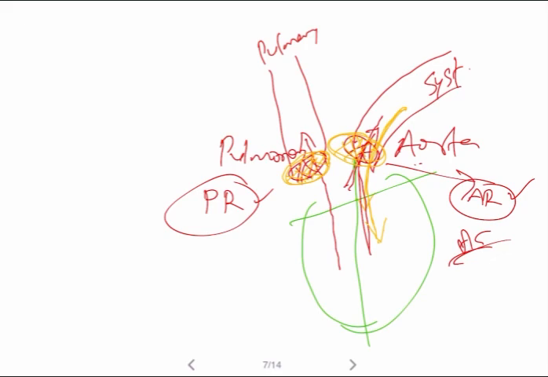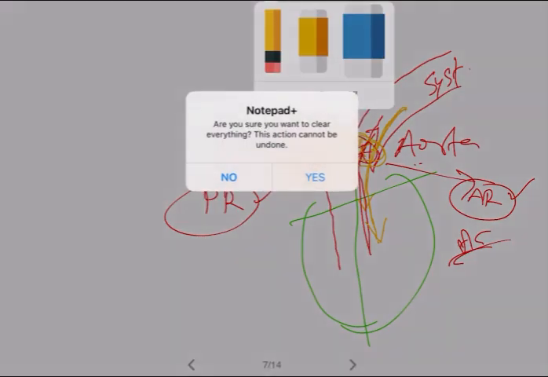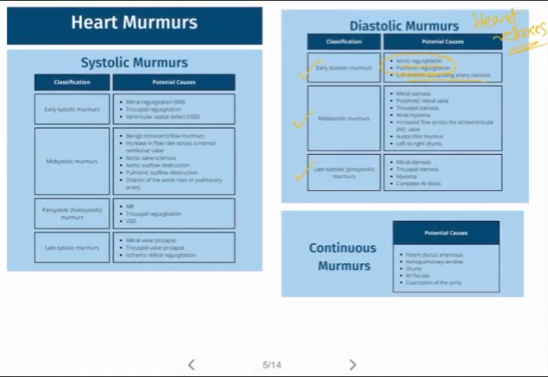So that is the case. Now I have completed pulmonary regurgitation and aortic regurgitation. Now mid diastolic murmur. So this is early diastolic. Whenever the ventricles stop contracting, the blood starts coming backwards. That is aortic regurgitation and pulmonary regurgitation.